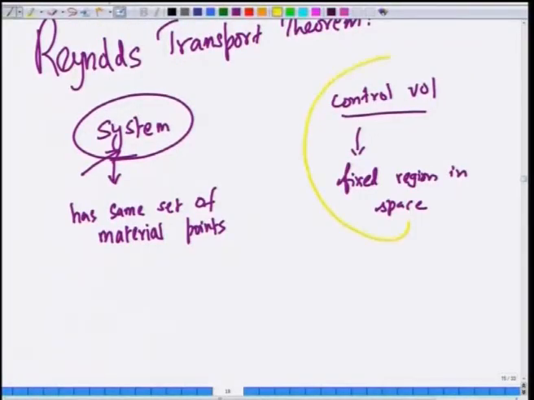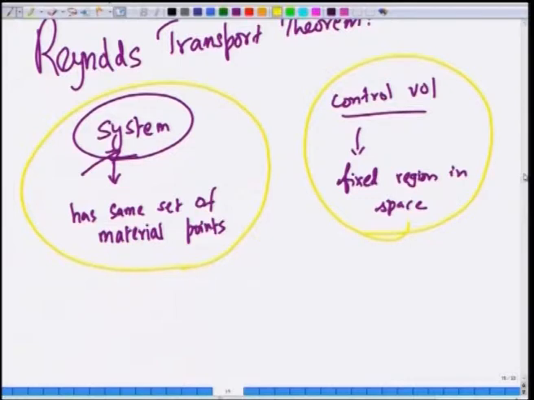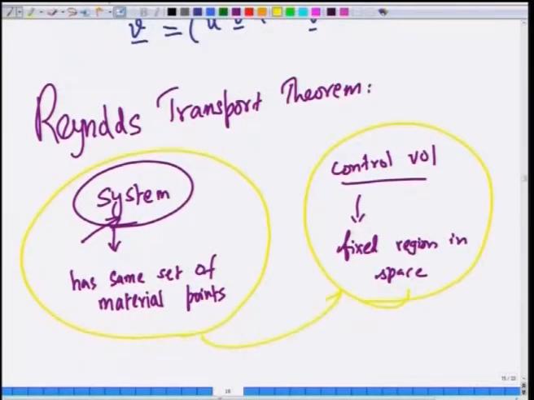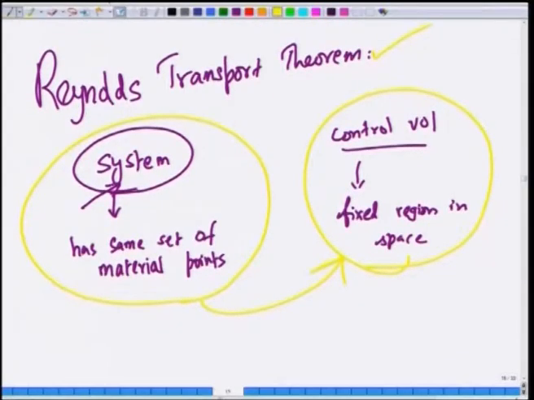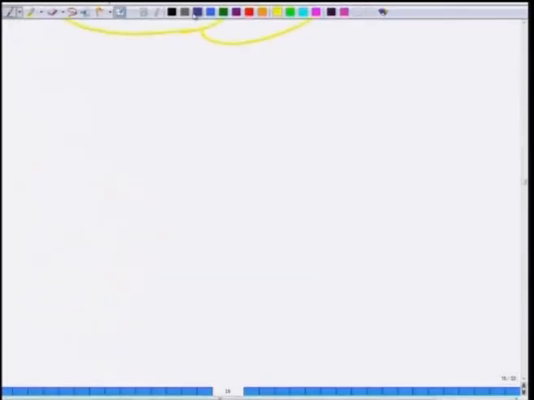Okay. This is what is followed, but the fundamental laws are applicable only to the system approach. So, we need a vehicle, a way to transfer the results from the system approach to the control volume approach, and that is given by the Reynolds transport theorem. What this means is, suppose you have a quantity such as mass, momentum or energy, which is denoted by the symbol N. So, the rate of change of that quantity in a system at time t.